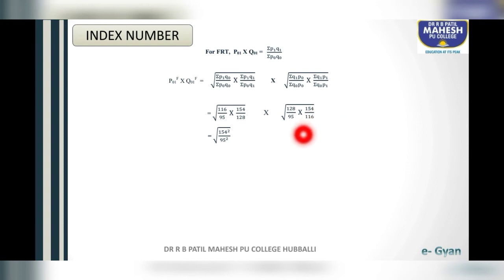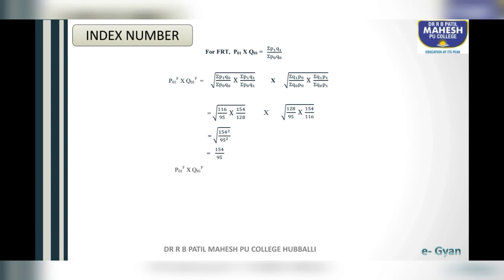154 divided by 95. So after multiplying these two values, it becomes root of 154 square divided by root of 95 square. So here also square and root get cancelled. What remains? 154 divided by 95.